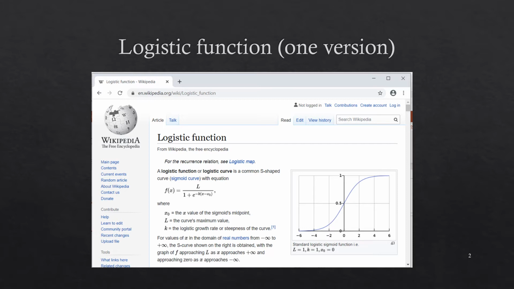It will have three parameters. The first parameter, x0, will determine where the middle of the S occurs on the horizontal axis. The parameter L will show how high the S goes, and K will determine how quickly it goes from 0 to L.